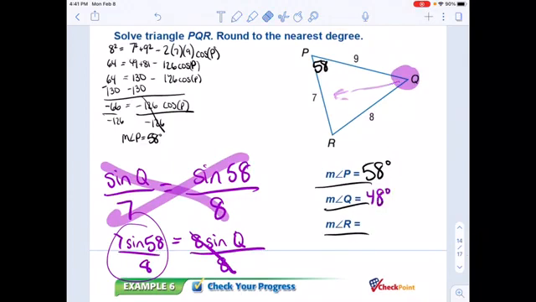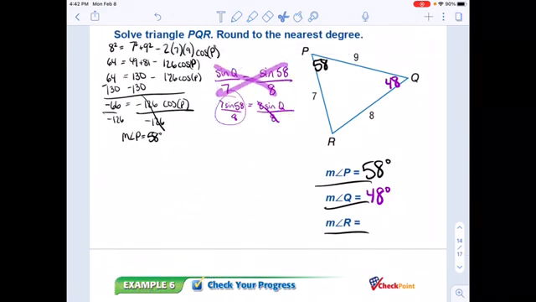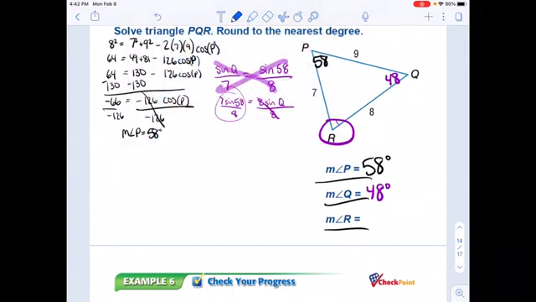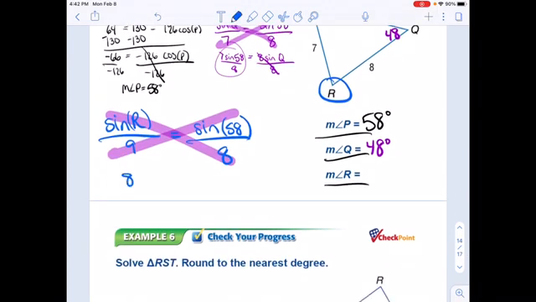And then angle R, I'm actually going to go ahead and use the law of sines again, and then I want to talk about another way you could show or answer it. So I'm going to use the law of sines. I'm going to say that sine of R over 9 is equal to sine of 58 over 8. Notice I used the same proportion on the right side as I did the last time. So I get 8 sine R is equal to 9 sine of 58.